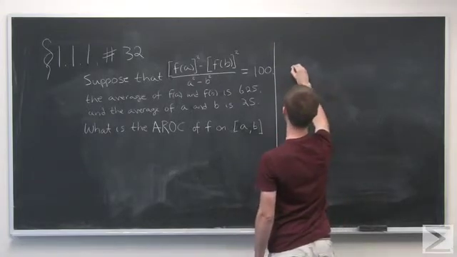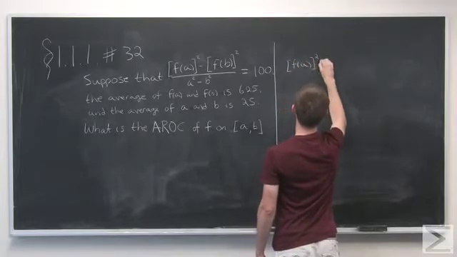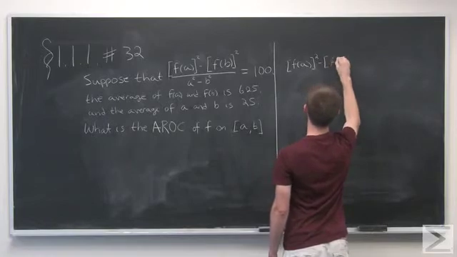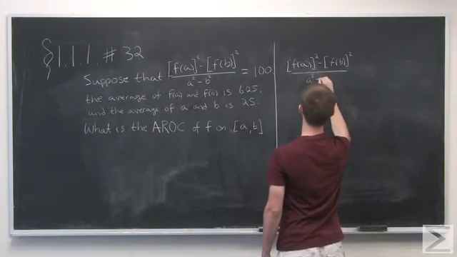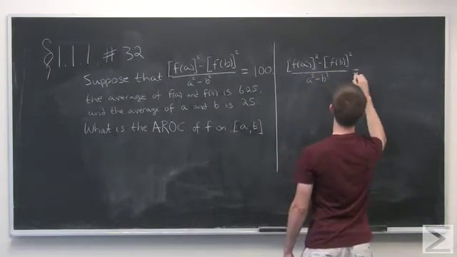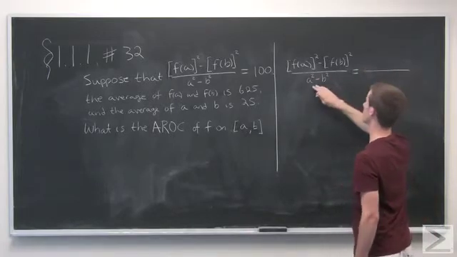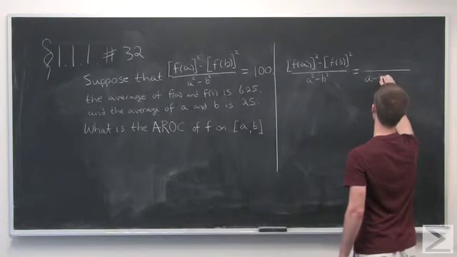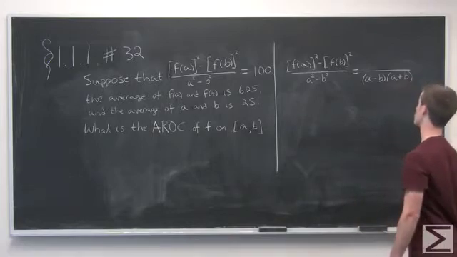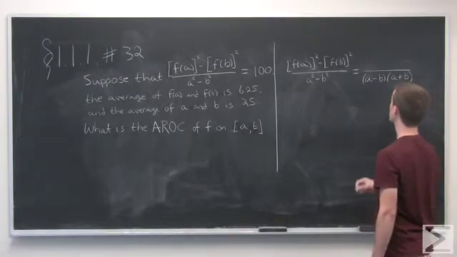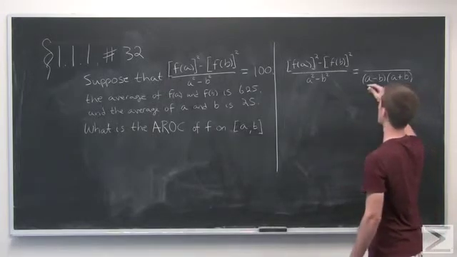So we could say that f(a)² minus f(b)² over a² minus b². Well, this denominator here can be factored as a minus b times a plus b. Now, the numerator looks a little bit more complicated, but we can really do it in exactly the same way.